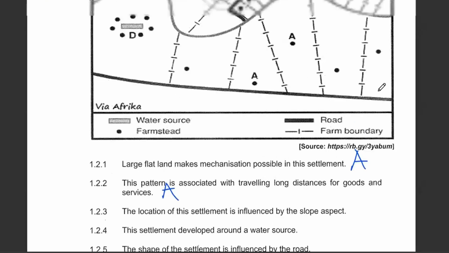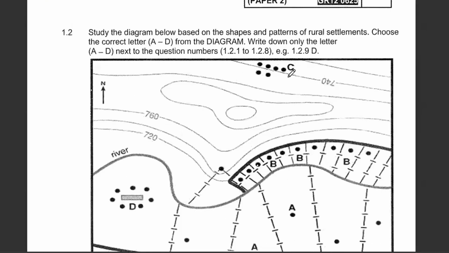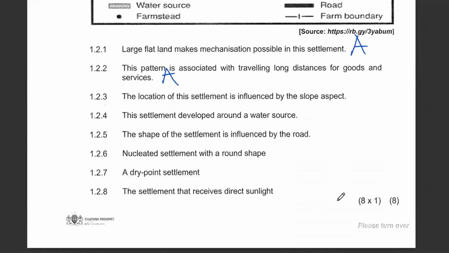So if you try to apply slope aspect, if we check at C here, we are seeing that this contour line is showing 740 meters and we have 760 meters, which means this area is down sloping towards this direction and is sloping towards the northern direction, is facing towards the north. So because of slope aspect effect, we qualify C as the correct response.